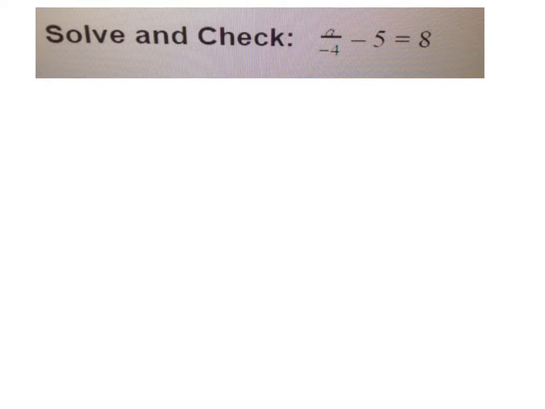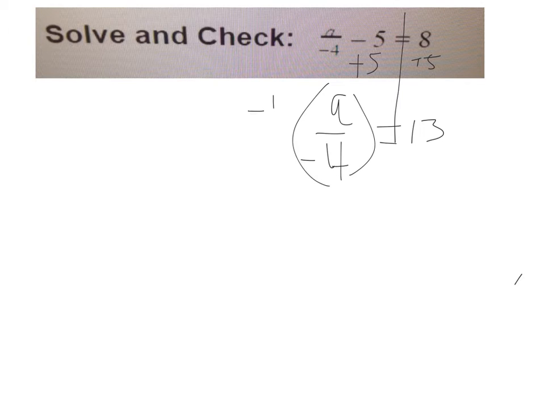Next one. On this one, guys, again, you draw the wall. You get rid of your addition or subtraction first, so you add 5 to both sides. You have A divided by negative 4 equals, this will be 13. To get rid of divided by negative 4, you do the opposite, which is multiply by negative 4. So make sure you actually multiply, and you'll get A to equal, this would be a negative 52.